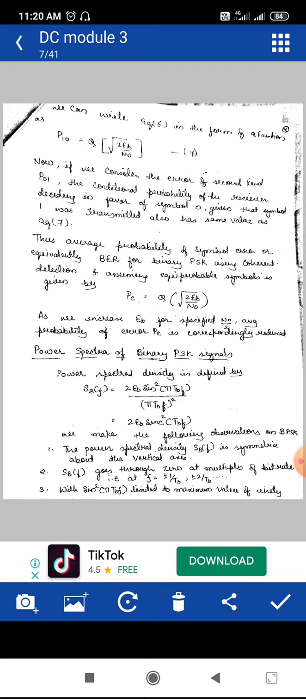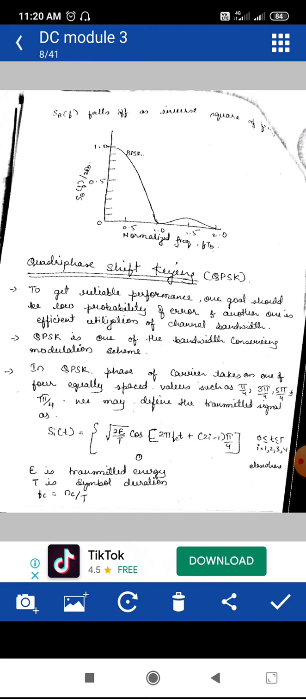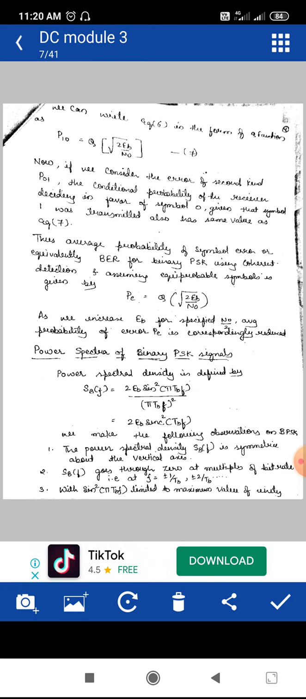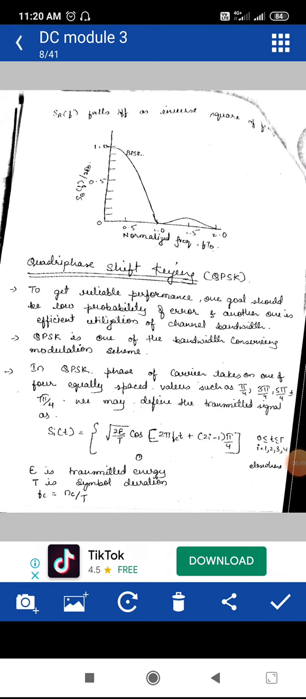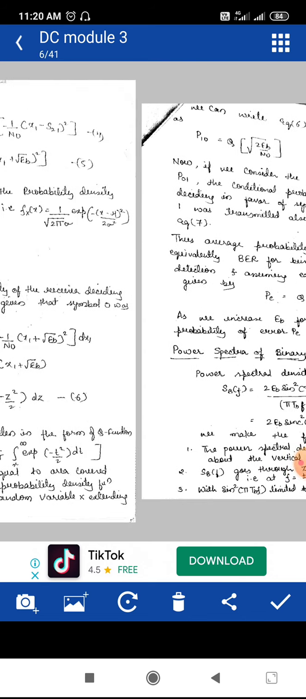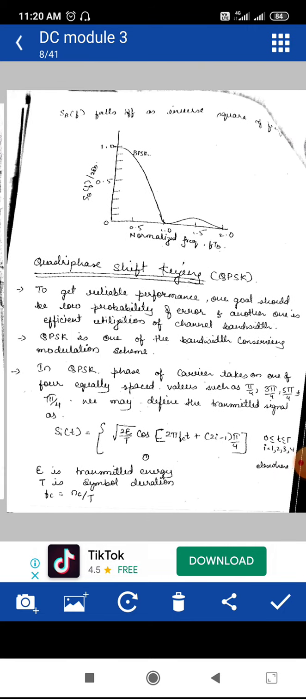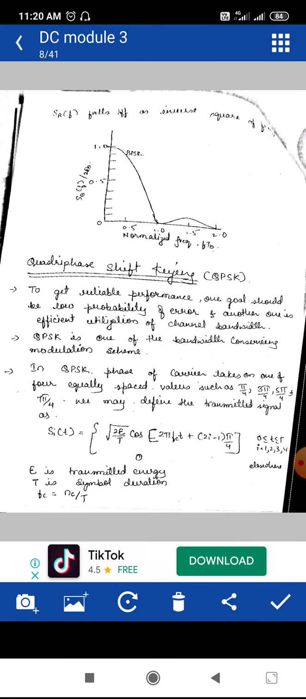Now, this is the power spectra of the binary PSK signal. The derivation is out of scope, so we'll just glance at the equation. The power spectra is given. We can see in the figure that it is symmetrical about the vertical axis, with sin square of pi TB f, limited to a maximum value of unity. This is what the power spectra of BPSK looks like. This ends the first topic of module 3, that is, binary phase shift keying.